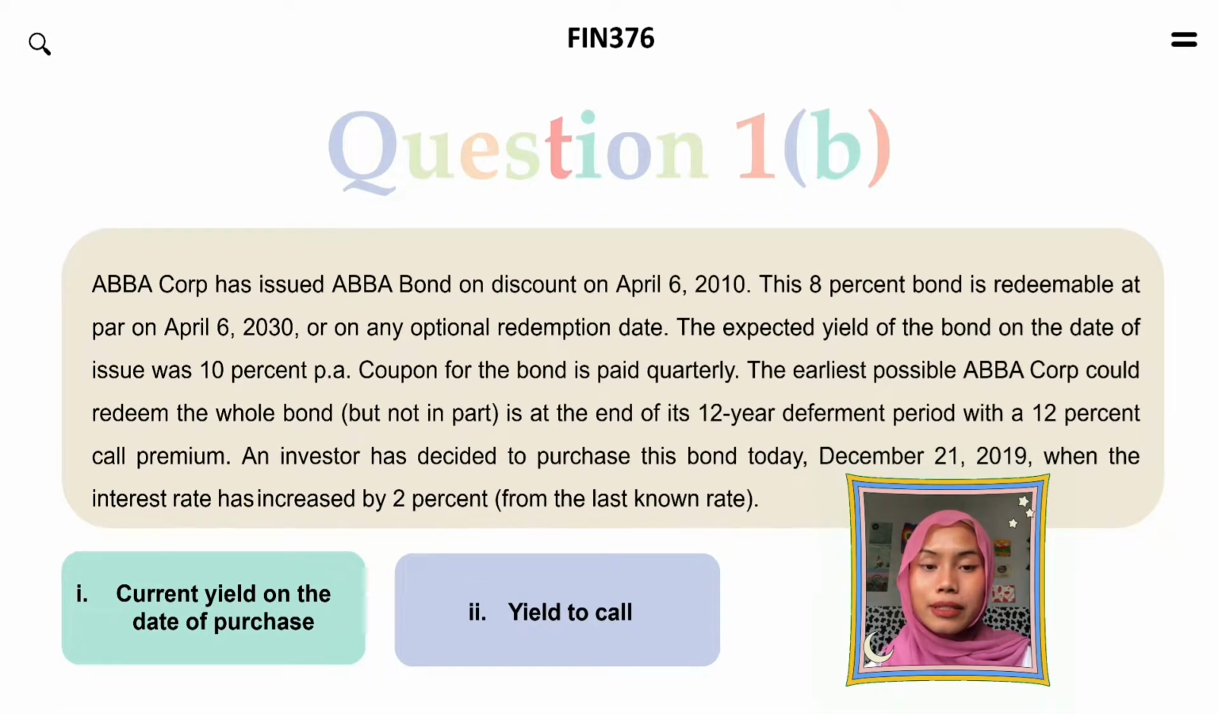Next up, I'm going to explain question number 1, B, Roman number 1, which is the current yield on the date of the purchase for an investor who purchased this bond on 21st December 2019.